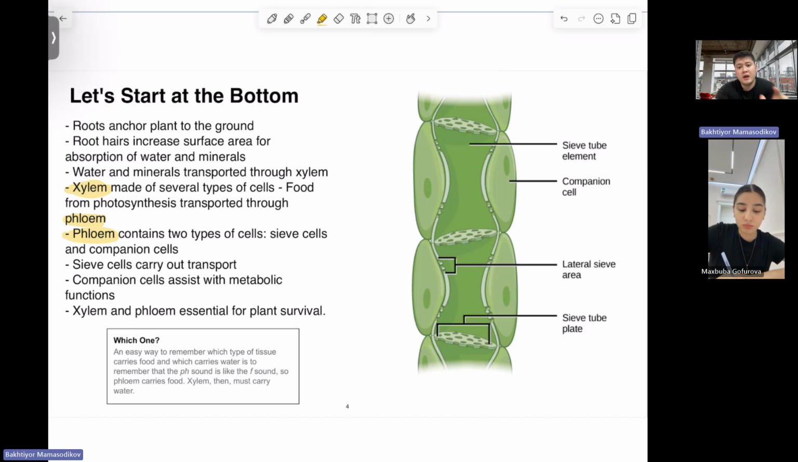Okay, and the phloem consists of two special cells. It can appear in the exams as well. That's why I put them. The first is sieve cells. Okay, the first is sieve cells.